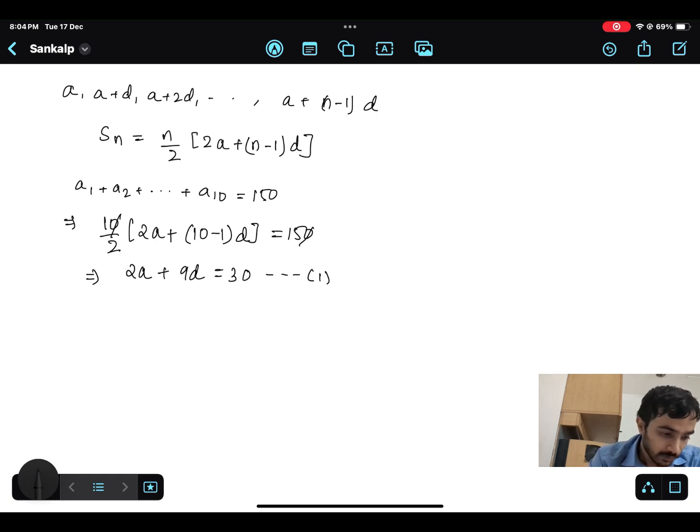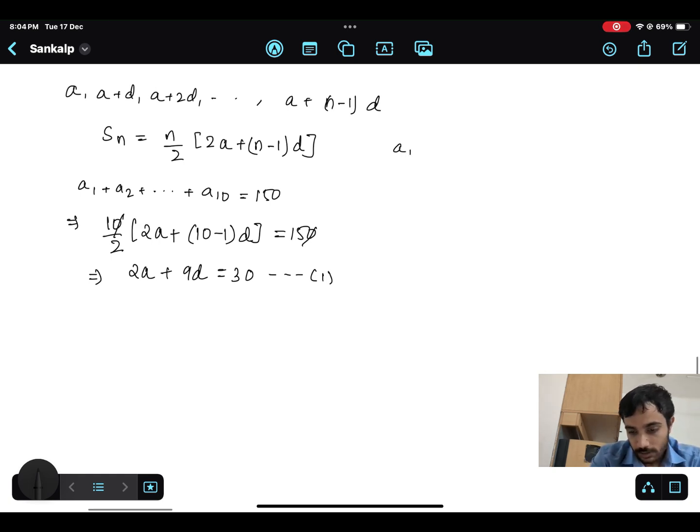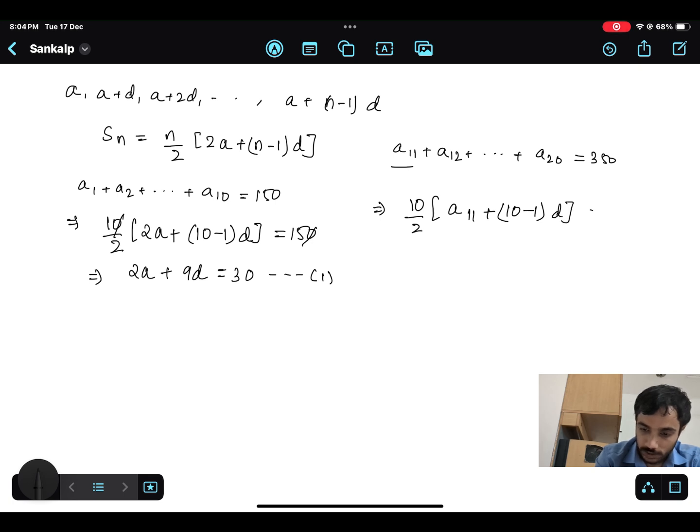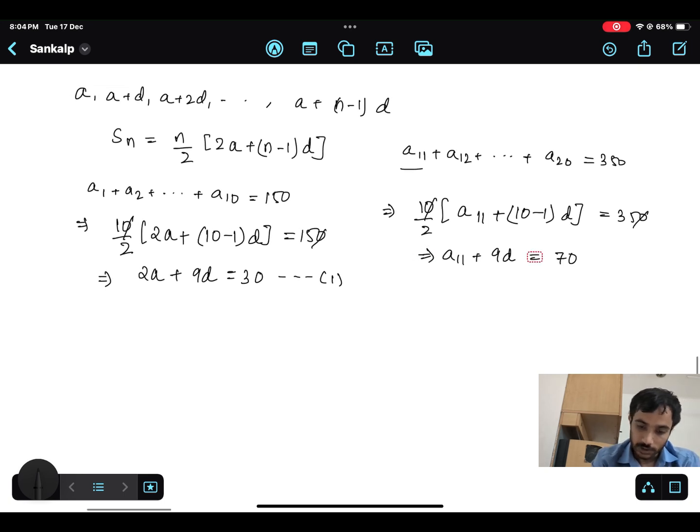Now again it is given that the sum of the next 10 terms, meaning a11 plus a12 and so on up to a20, is 350. Here the first term is a11, the number of terms is 10 and the common difference is d. So the sum of 10 terms will be 10 by 2 into 2 times a11 plus 10 minus 1 into d. This is given as 350. So we'll get 2 a11 plus 9d as 70. Sorry, this will be 2 times.